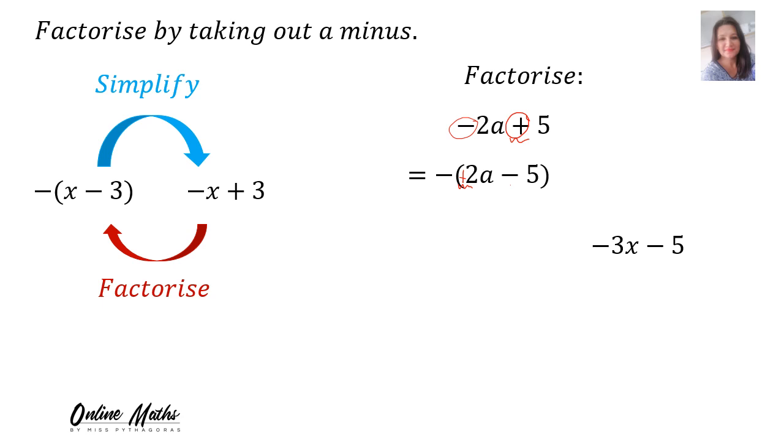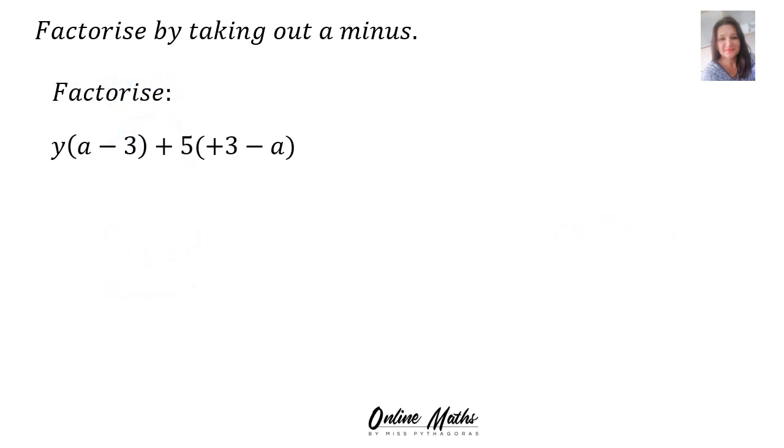Let's do another one. So if I give you minus 3x minus 5, when you're pulling out the minus as a common factor, there's the minus, and what's left is bracket positive 3x plus 5. So all the signs change. Now this one says factorize by taking out a minus.